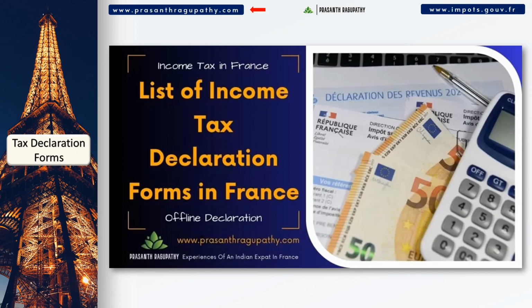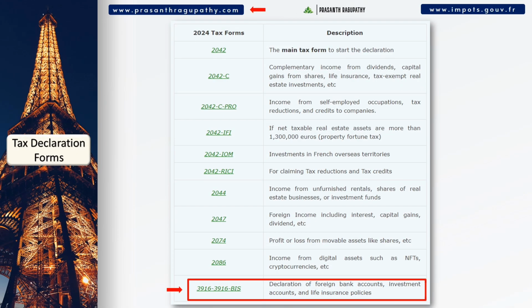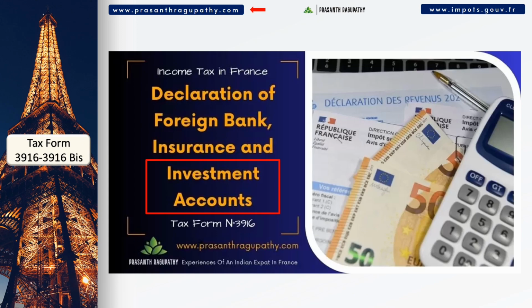Here are the various income tax declaration forms published by the French Tax Department every year. You can download them from the links available in this video's description below. In this video, I will be explaining the 3916 annexure used for declaring your foreign accounts held outside France. So, let us explore the 3916 tax form.